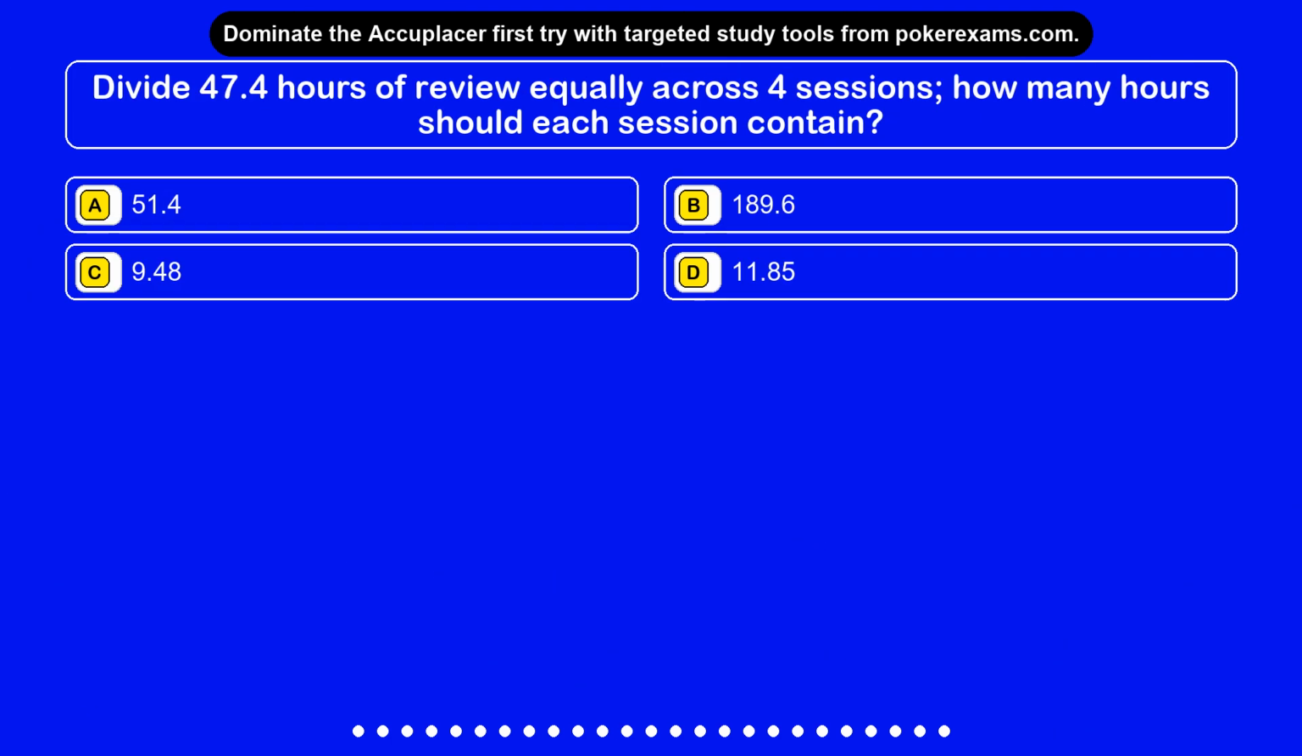Question 3. Divide 47.4 hours of review equally across 4 sessions. How many hours should each session contain? Option A, 51.4. Option B, 189.6. Option C, 9.48. Option D, 11.85.